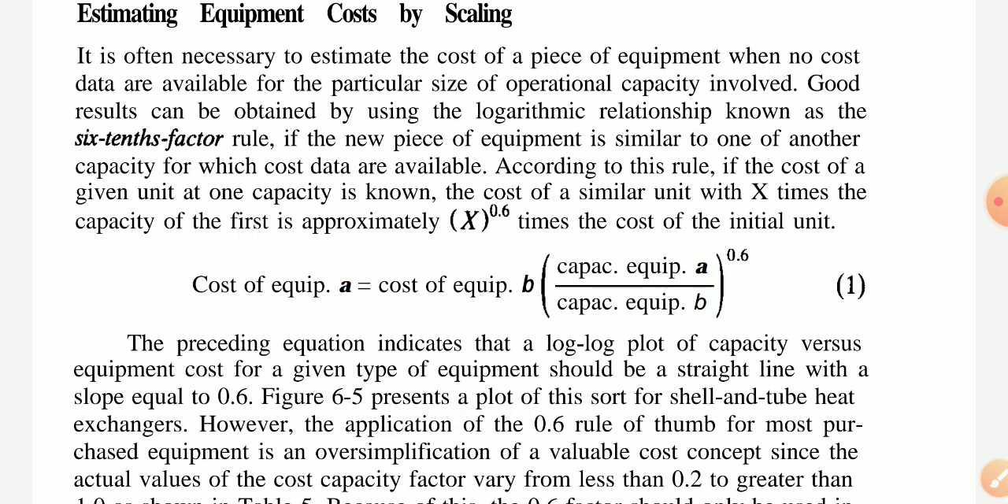The cost of equipment A is equal to the cost of equipment B times, in brackets, the capacity of equipment A divided by the capacity of equipment B, raised to 0.6. Okay, this is the most important equation for the six-tenths factor rule.